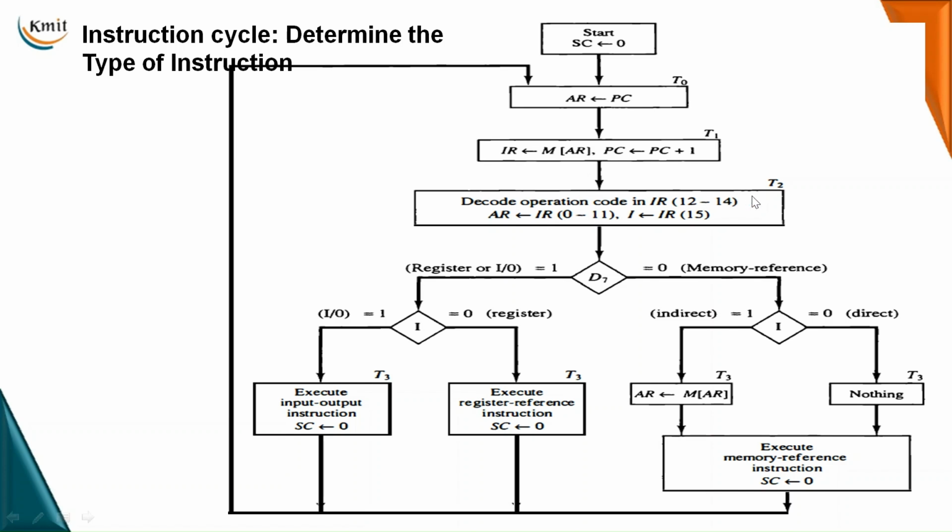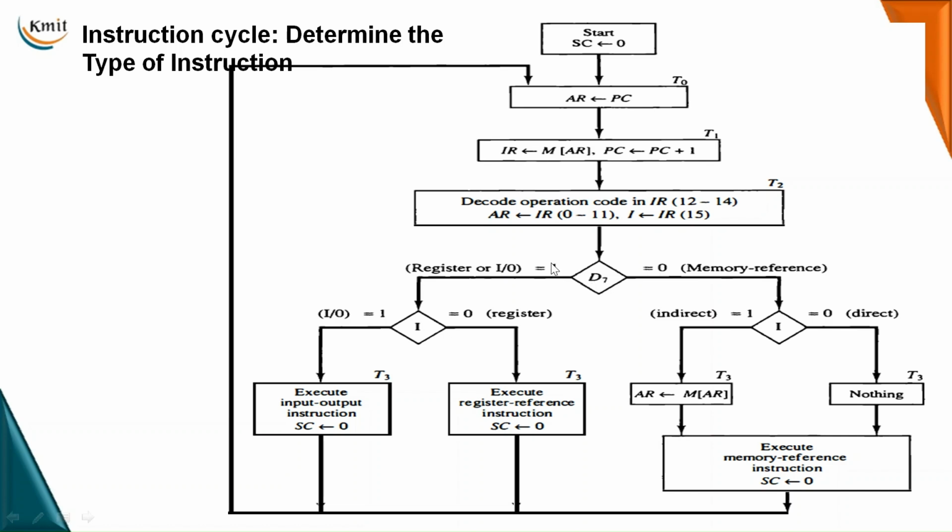And in timing signal T2, you are going to decode the opcode bits, and bits 0 to 11 of the address are copied into the address register and the 15th bit is copied into the I flip-flop. This happens in T2. After that, in the decode phase itself, we are going to determine the output of the decoder, D7.